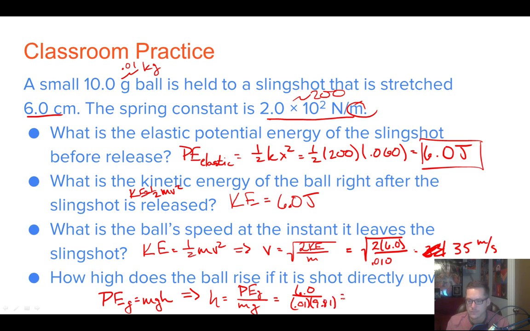All right, so we take 6 divided by 0.01 times 9.81. And we get 61, and remember 2 sig figs here still, so 61 meters. So that's how far up in the air our little slingshotted ball will go, 61 meters.